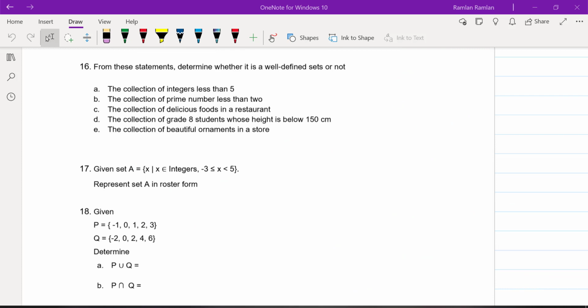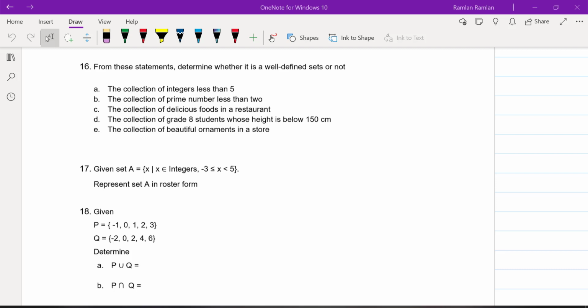And next question. The topic is about sets. From these statements, determine whether it is a well-defined set or not. So this is a way to tell the difference between a set and not a set. A set is a fact which anybody cannot deny. For example, 1 plus 1 equals 2. Whenever you go in any part of this world, 1 plus 1 is always equal to 2, right?